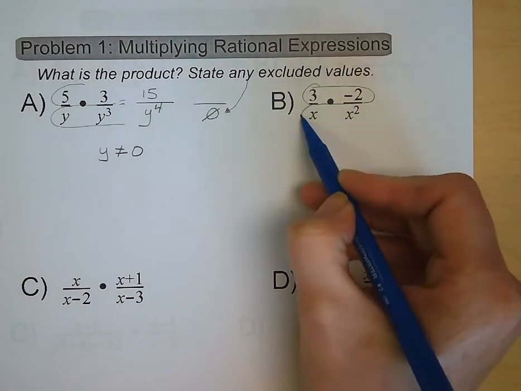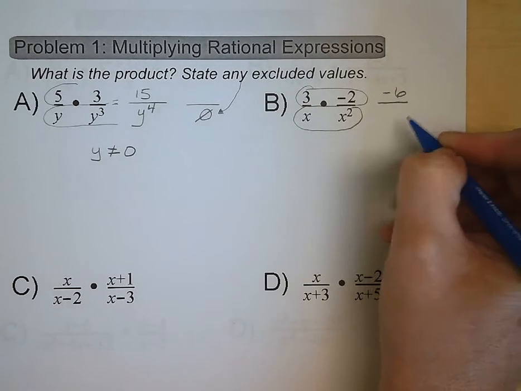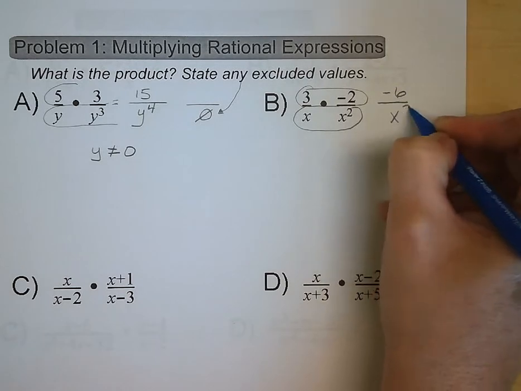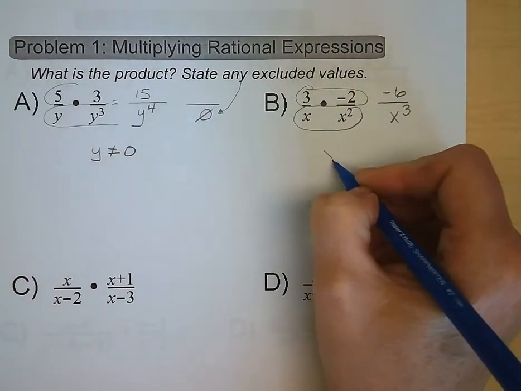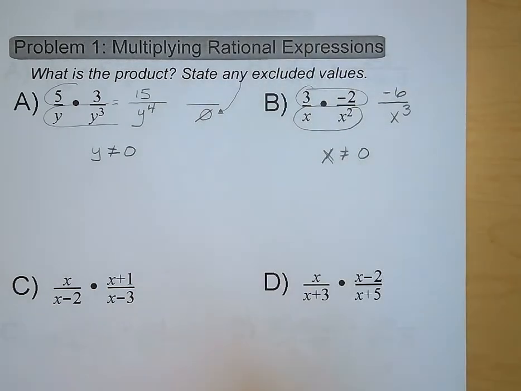So that means y cannot equal 0, because that would make the denominator 0. Next up, letter B, we've got 3 times negative 2, which is negative 6. And we've got x times x squared, which is x cubed. And again, a 0 would make the denominator 0 and our function undefined, so we cannot have that.